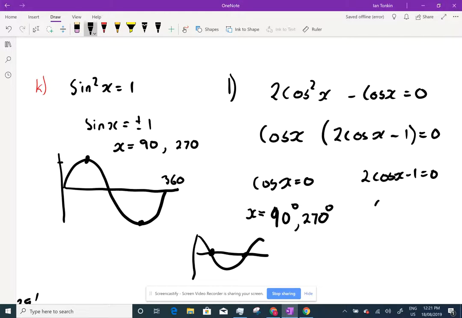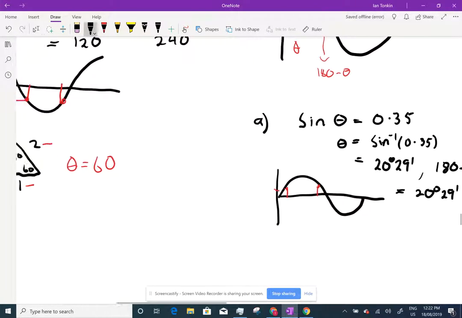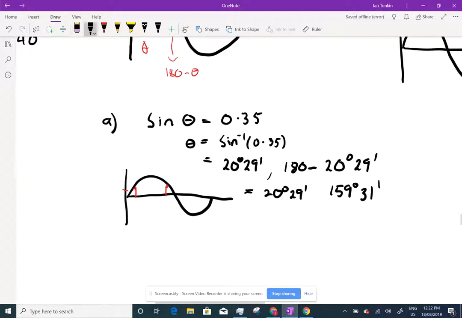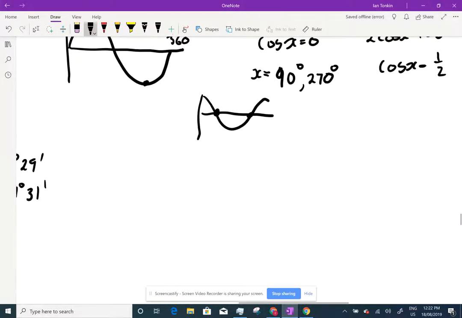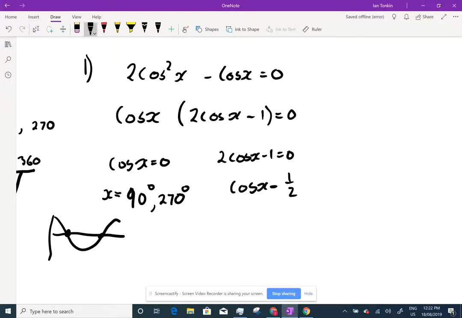But over here, cos x can equal a half. And again, I get two answers. I'll go back to my triangle. Cos x equals a half is 60. But they're positive, so I'm going to get x equals 60. Now, where else is it positive? In the last quadrant. So 360 minus 60, which is 300. So there are 4 solutions to L, and they're 60, 90, 270, and 300.